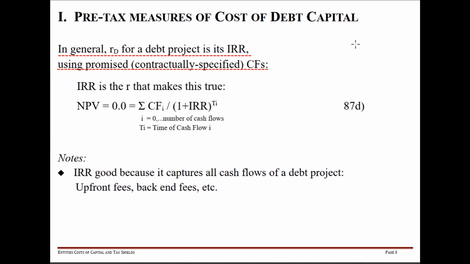And just as a reminder, the IRR for the project is the discount rate that makes the NPV equal to 0. Using the IRR is important because if there are fees associated with issuing a bond or getting a loan, they won't be captured in the interest rate that's quoted in the contract documents. But the IRR, remember, includes every stinking cash flow. So that's going to include the increased cost of capital due to fees and stuff like that.